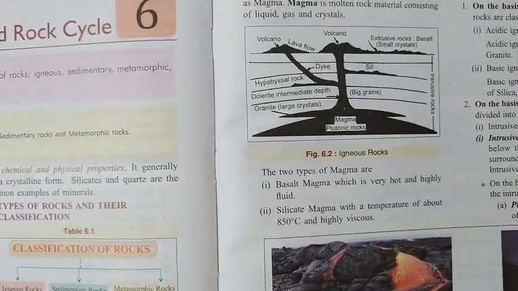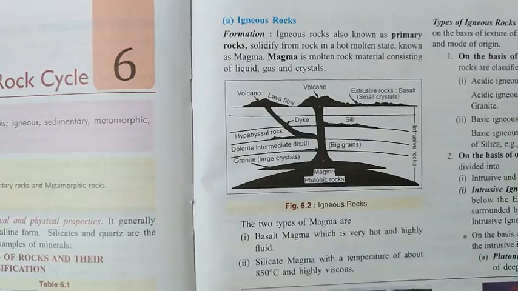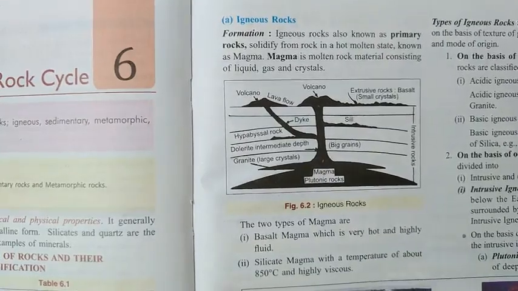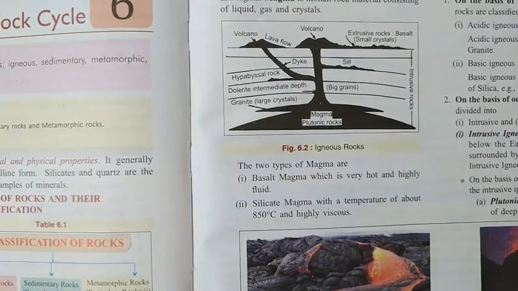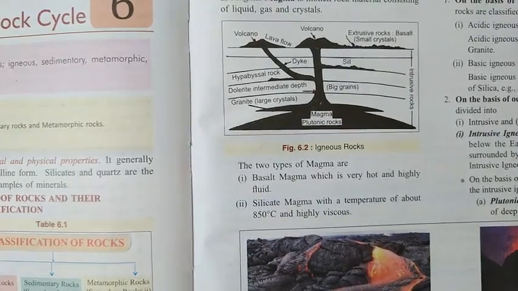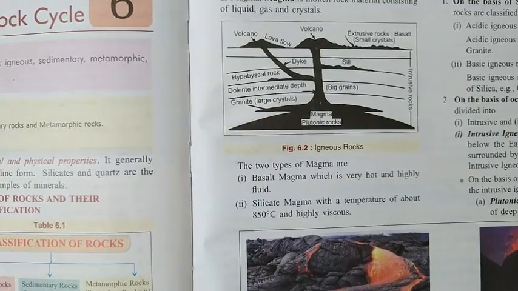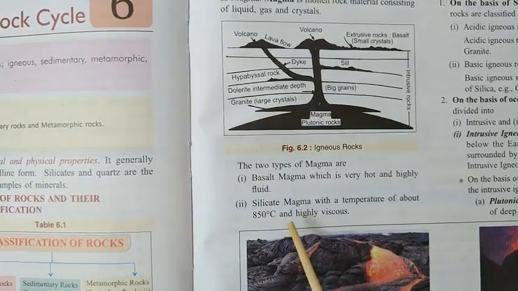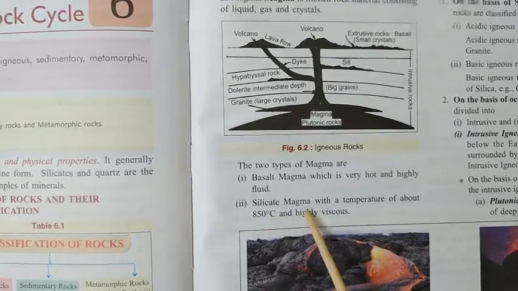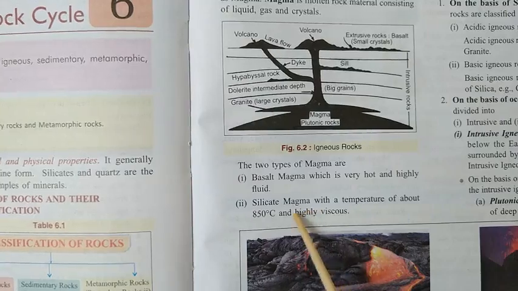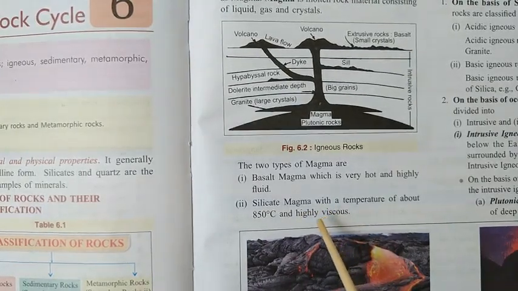The first type of rock, let's start here, the igneous rocks. Igneous rock is also known as the primary rock because it is formed by molten magma as it solidifies. And look here, the two types of magma. The first is the basaltic magma, which forms basaltic rock. And the silicate magma is also called acidic lava or acidic magma, and when it forms a rock, it is called acidic igneous rock.